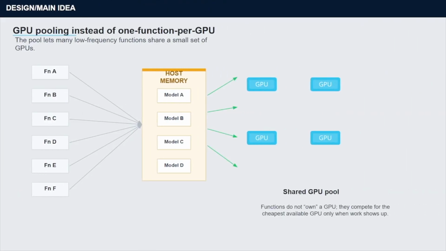So, GPU pooling instead of one function per GPU. The pool lets many low frequency functions share a small set of GPUs. As you can see, this diagram demonstrates the GPU pooling and gives you a rough idea of how each GPU works with each memory request.